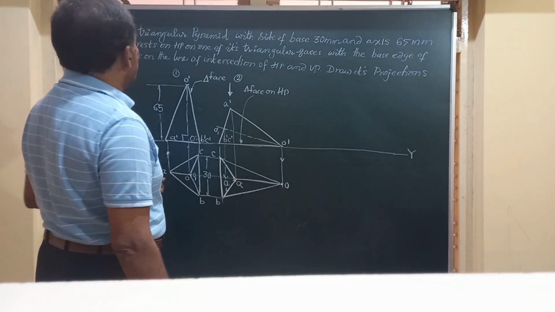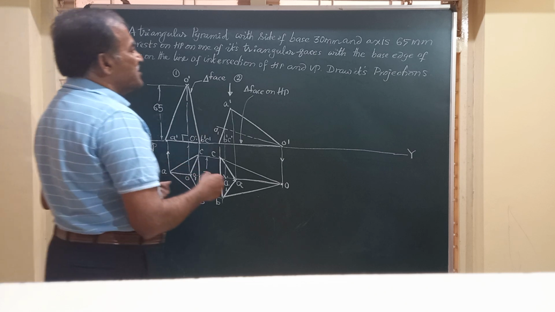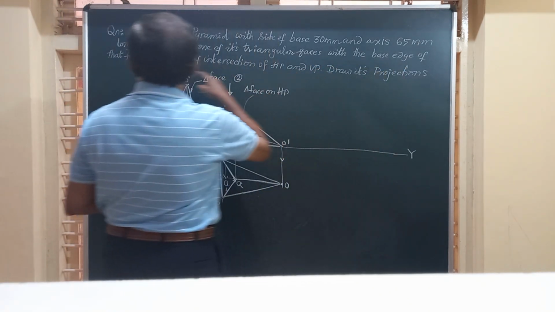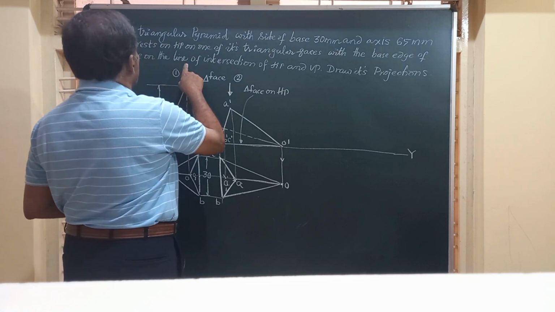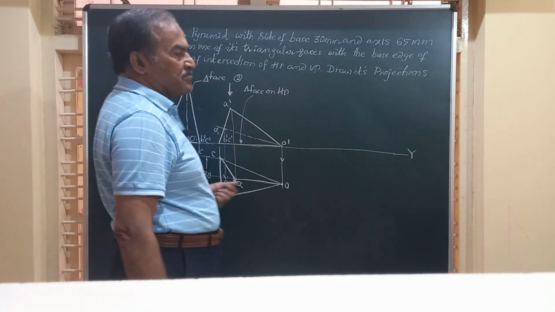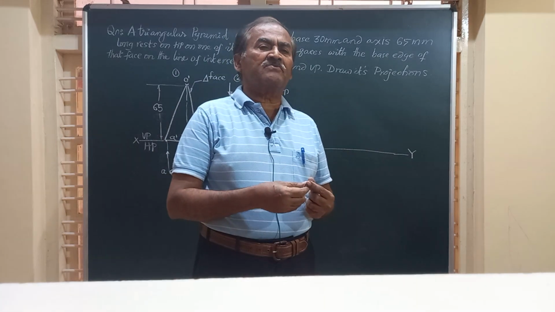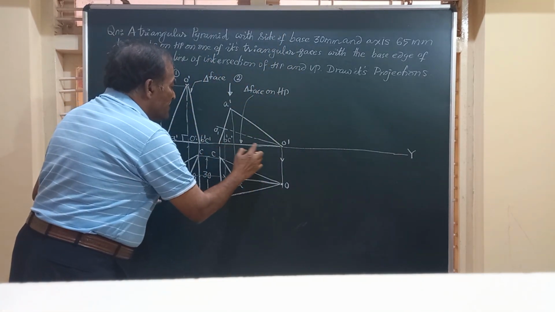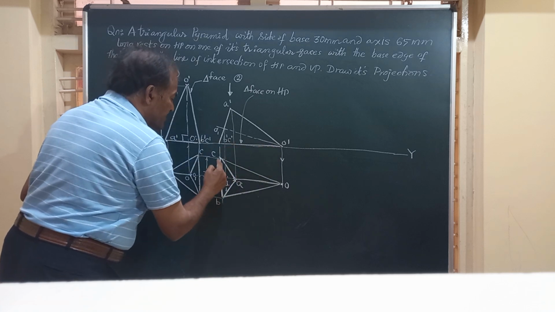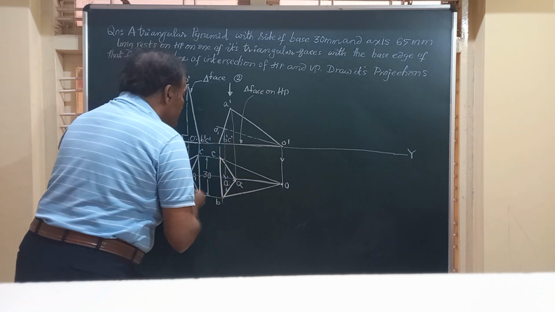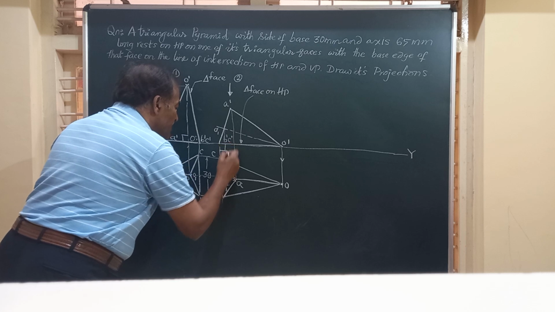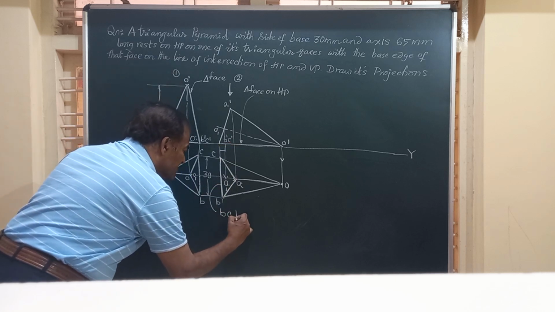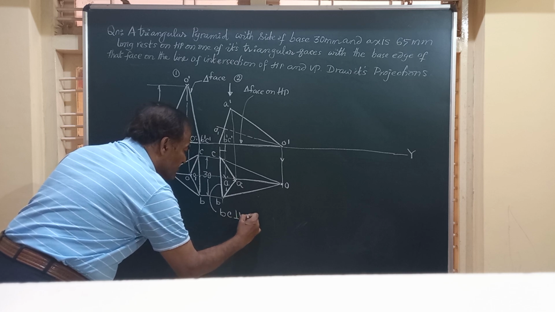Next, he says, friend, draw its projections with the base edge of the face on the line of intersection of HP and VP. What is that line, friends? Here you can see BC is the edge of the triangular face. And that BC, if you observe in the top view, is perpendicular to VP. So I will say edge BC is perpendicular to VP.